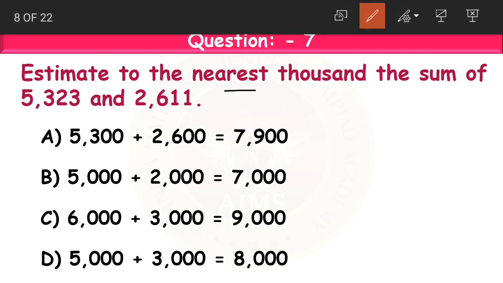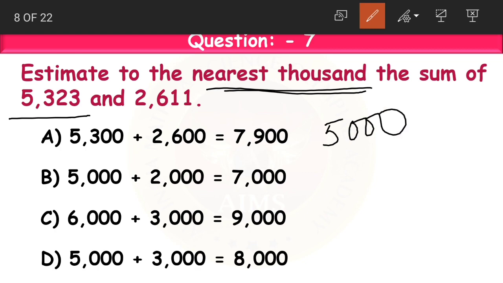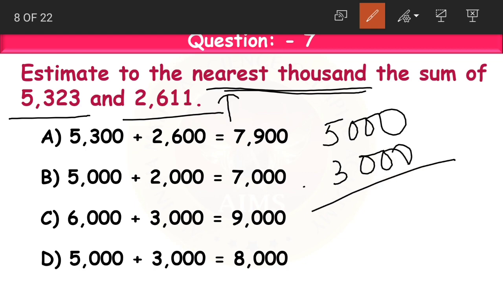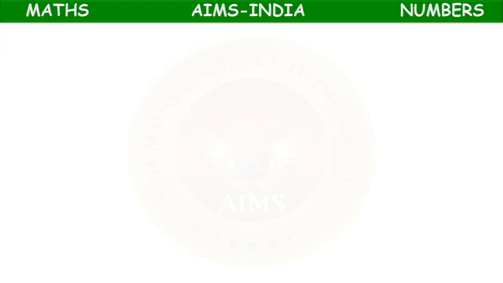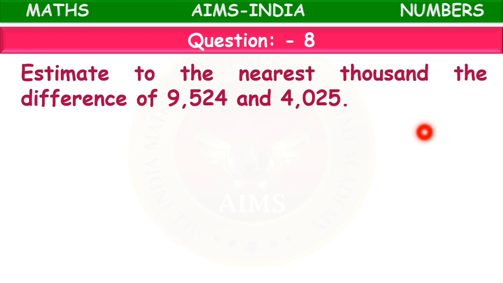What are they asking? They are asking us to estimate to the nearest thousands. Now 5,323 becomes 5,000 and 2,611 rounded up becomes 3,000. Yes students? Now when we add these two, the answer we get is 8,000. Now among the given options, which reads the same as this? Option D, 5,000 plus 3,000 is equal to 8,000. Yes, I hope this was clear. Moving on to question number 8.